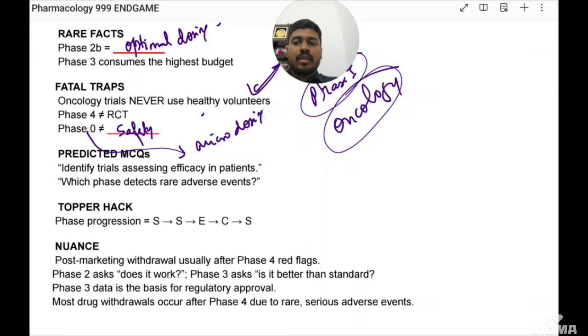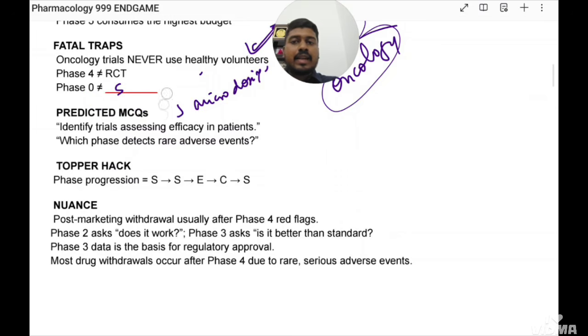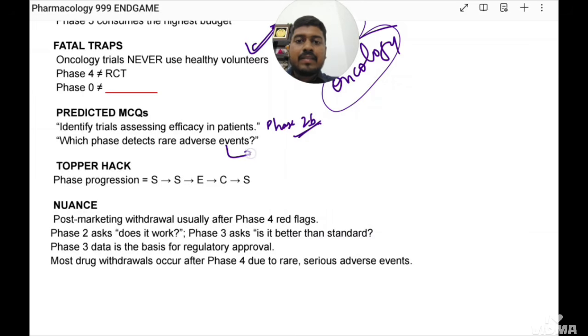Okay. Next, identify trials assessing efficacy in patients. So which phase assesses efficacy in the patients? Yes, very good. Phase 2A. Phase 2A is for efficacy. Phase 2B is for optimal dosing. Which phase detects rare adverse events? It is phase 4. Okay.